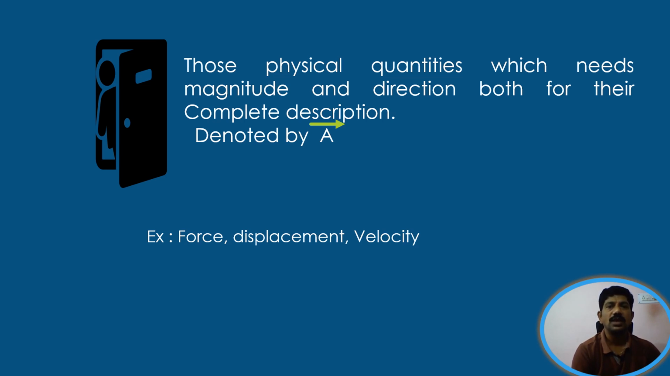So what are vector quantities? Physical quantities which need magnitude and direction for their complete description. Generally, a vector is denoted by a capital letter with a directed arrow. Are you clear about that?